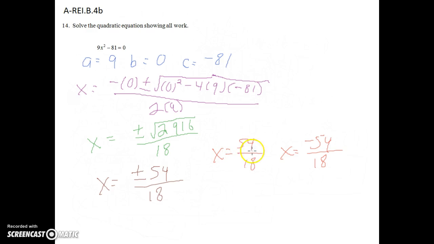So a couple different ways of reducing this. You can figure out the greatest common factor and divide it out. In your calculator, if you divide it, it will give you the answer. Sometimes it's really nice. In this case, if we do 54 divided by 18, we just get 3. Over here, we do negative 54 divided by 18, we get negative 3. So we have our two answers for this one: positive 3, negative 3.